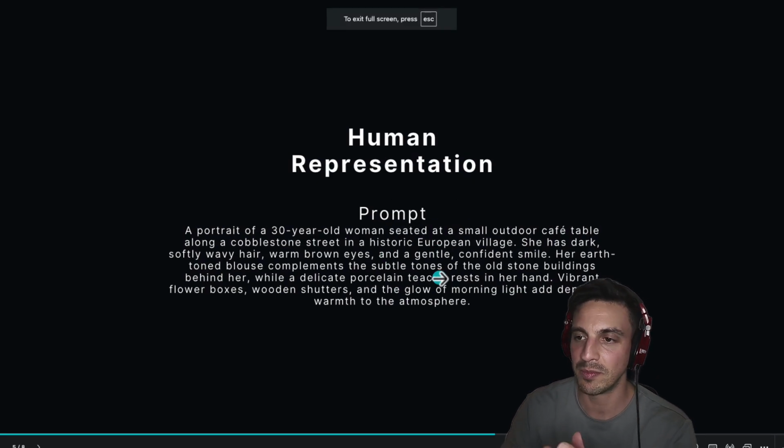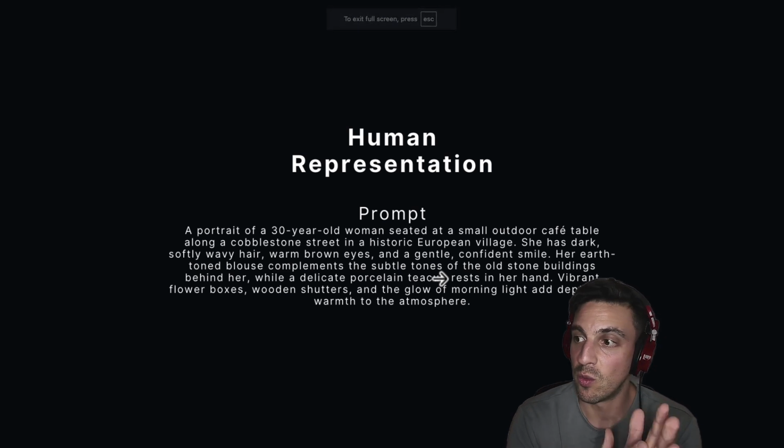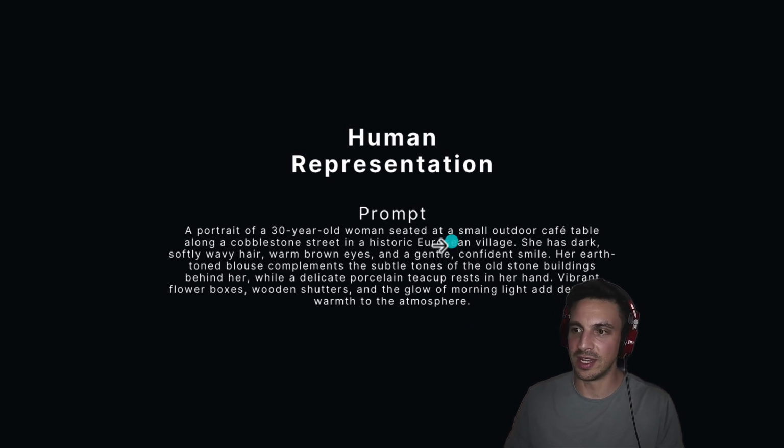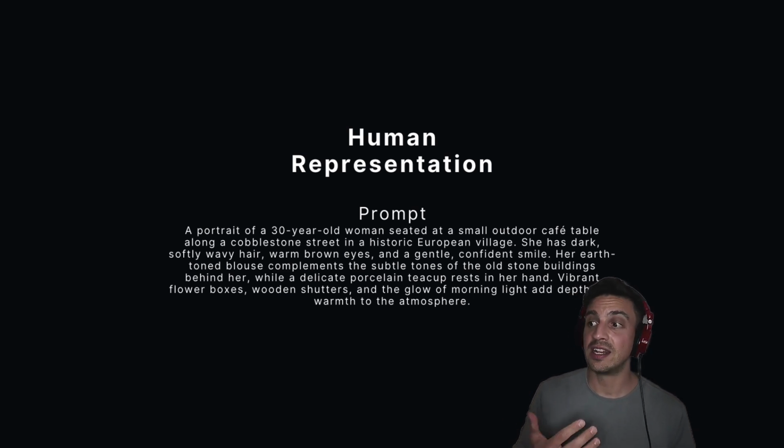So here the prompt is a portrait of a 30-year-old woman seated at a small outdoor cafe table along a cobblestone street in a historic European village. And then we explain what she should look like. She has dark, softly wavy hair, warm brown eyes, and a gentle, confident smile. So that component from the face needs to be seen.